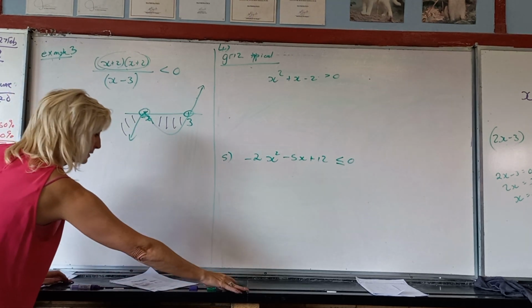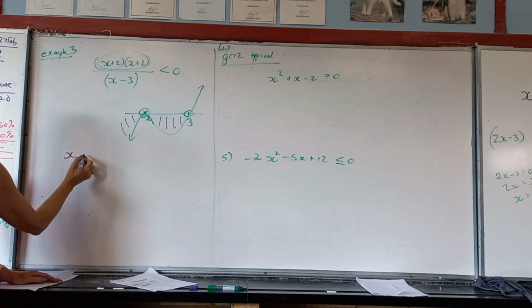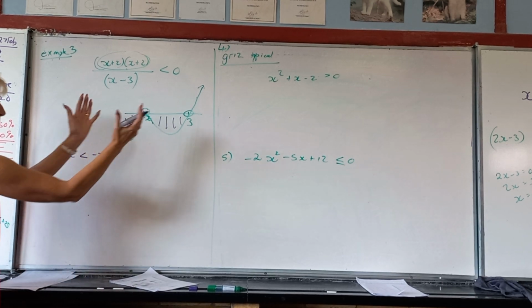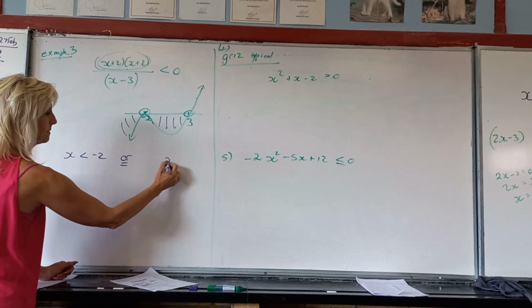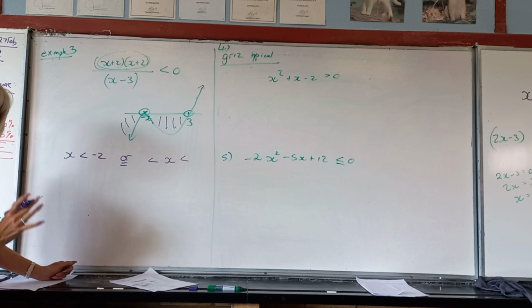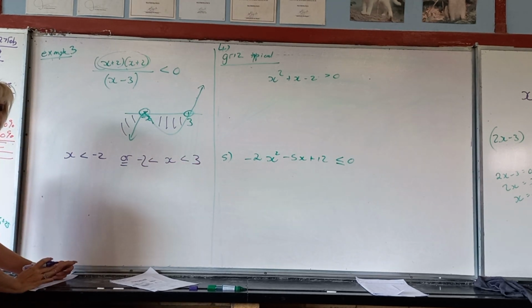So now this representation, how do I write down the answer? X is smaller than negative 2, this piece, or x is between. You see that method? Always between negative 2 and 3. And I'm done.